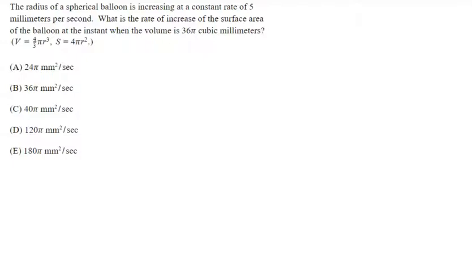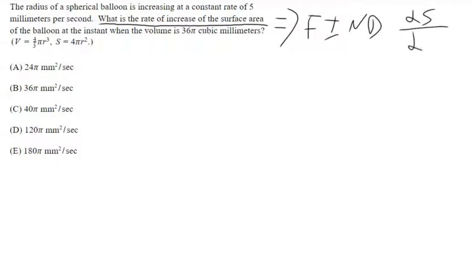So whenever you have a rate of change problem, the first step should always be to identify what you're looking for. So we're looking for the rate of increase of the surface area. That means we're looking for dS/dt, because S represents the surface area.